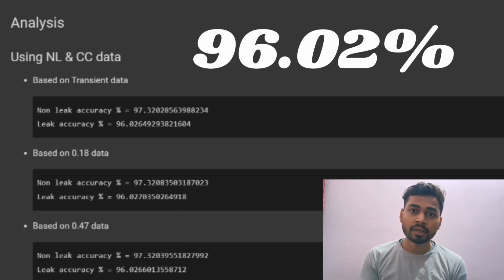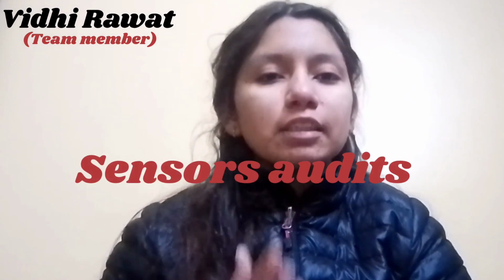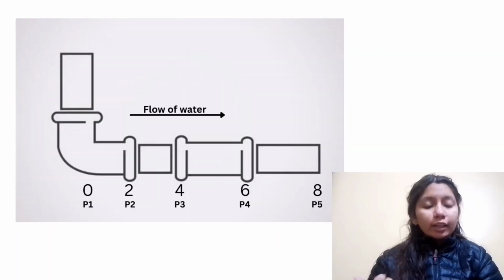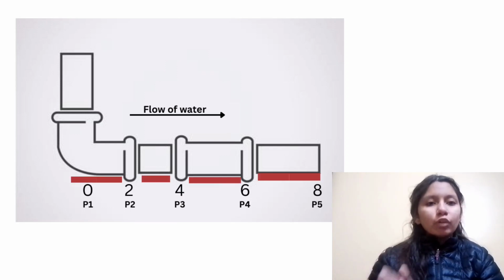because the dataset which we have was fetched in a controlled environment. When we come to real life, there are many uncontrollable conditions, and for that we have sensor audits. In sensor audits, we are using the Hazen-Williams equation. As you can see in the diagram, suppose there is an 8-meter long pipeline where a sensor has been installed at every 2 meters.